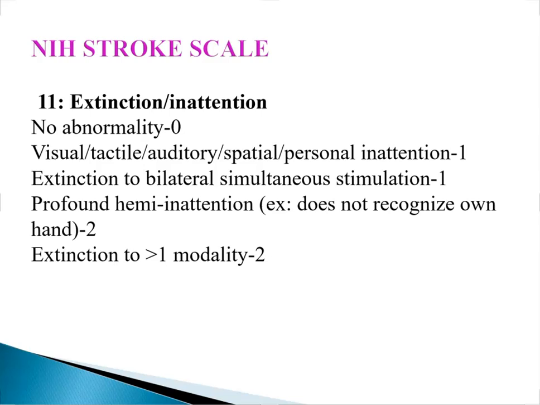Extinction or inattention. If there's no abnormality, it is given a score of 0. Visual, tactile, auditory, spatial, or personal inattention is scored as 1. Extinction to bilateral simultaneous stimulation, 1. Profound inattention is scored as 2, and extinction in more than 1 modality is scored as 2.